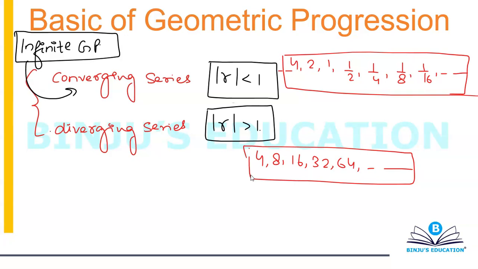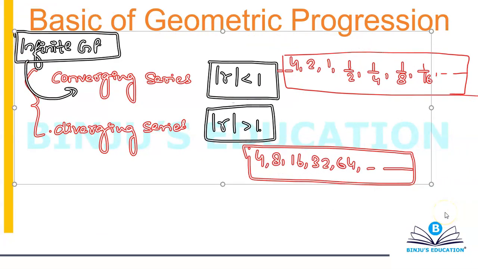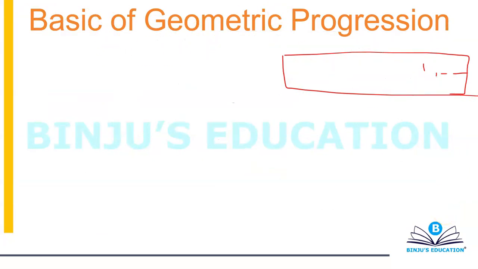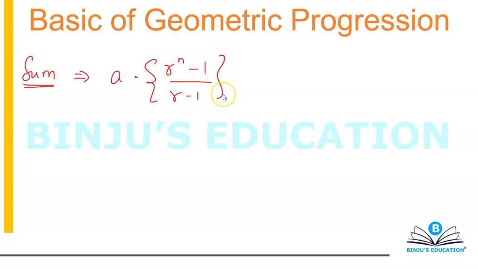Right. Now let's understand how can we calculate the sum for infinite GP. Now the formula to calculate the sum is equal to A into r to the power n minus 1 divided by r minus 1. Now I have an infinite series.